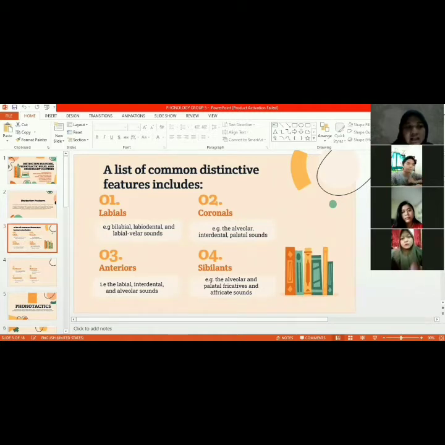Labial is the class of consonants articulated with the lips, upper and lower, and then contact with the teeth, such as f and v. Examples of labial are bilabial, labiodental, and labial velar sounds. And the second, there is coronals.